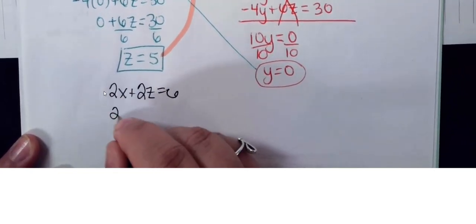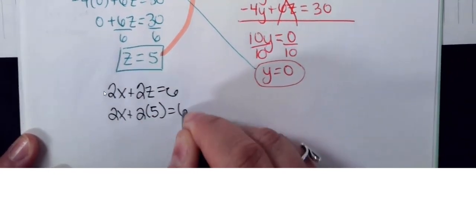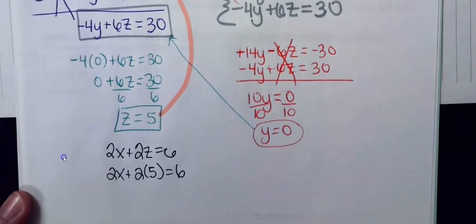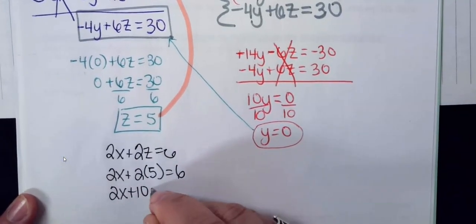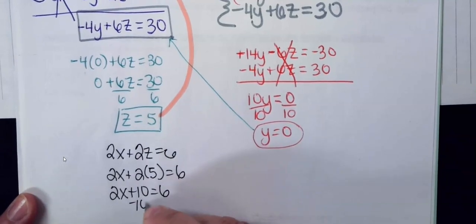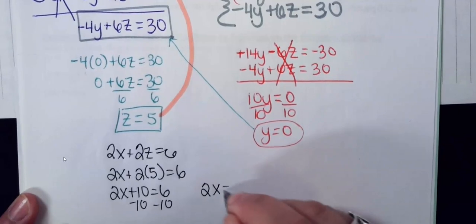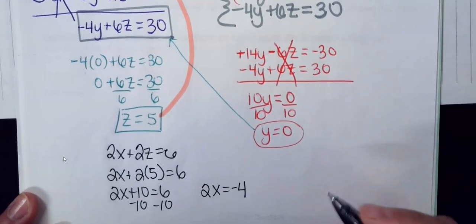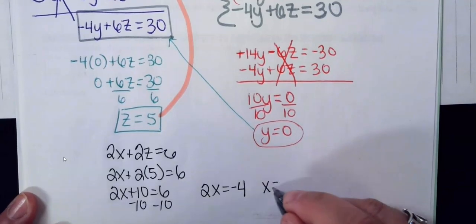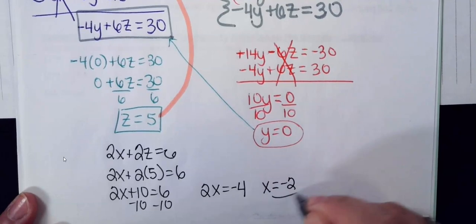I don't know x, but I do know z is supposed to be 5. So we're going to end up with, let's see, 2x plus 10, that's equal to 6. Move the 10, it's positive, so I'm just going to subtract it. And I get 2x would be equal to, what, negative 4? So then what's x? Negative 2, thank you.